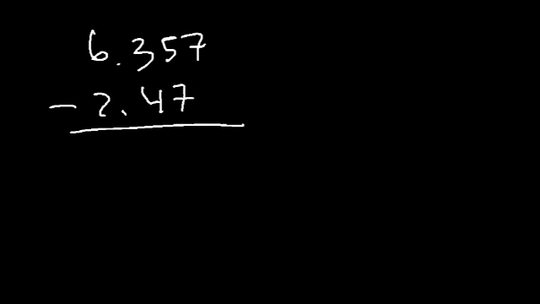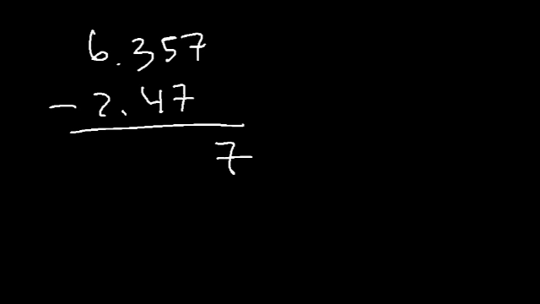Try this one. 6.357 minus 2.47. So 7 minus a 0 is 7. 5 minus 7, that's going to give us a negative number. So what we need to do is borrow a 1. So the 3 is going to become 2, and the 5 will be 15. 15 minus 7 is 8.